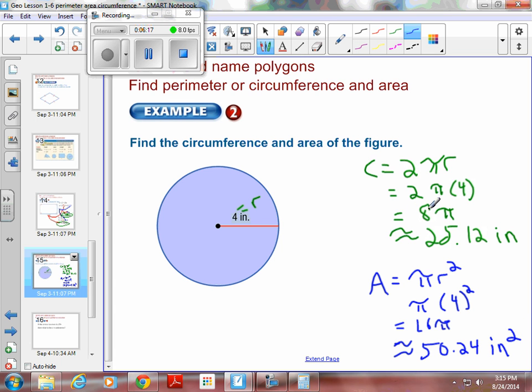Okay, so our actual answer here is 8 pi. Our approximation is 25.12 inches. For the area, our real answer is 16 pi inches squared, and our approximated answer is 50.24 inches squared.